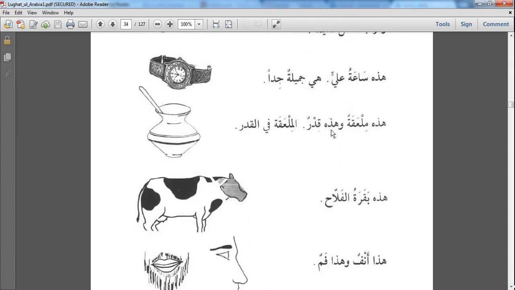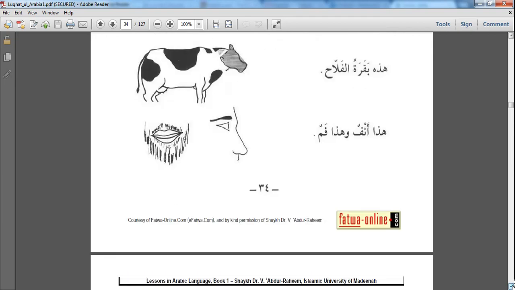هذه ملعقة وهذه قدر. الملعقة في القدر. This is a spoon and this is a pot. The spoon is in the pot. هذه بقرة الفلاح. This is the farmer's cow. هذا أنف وهذا فم. This is a nose and this is a mouth.